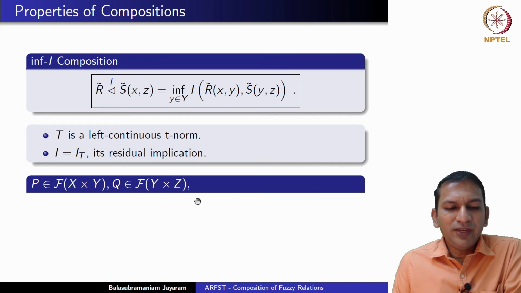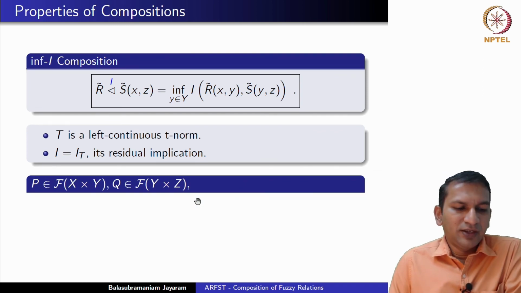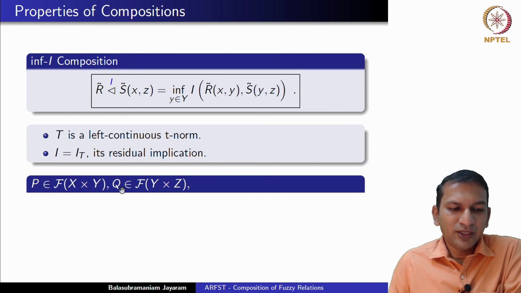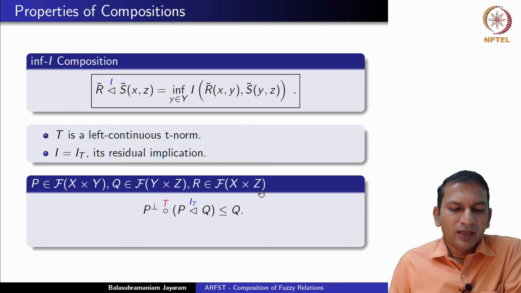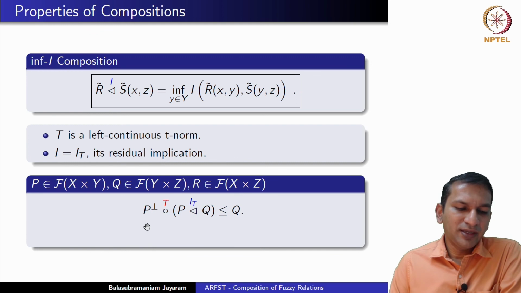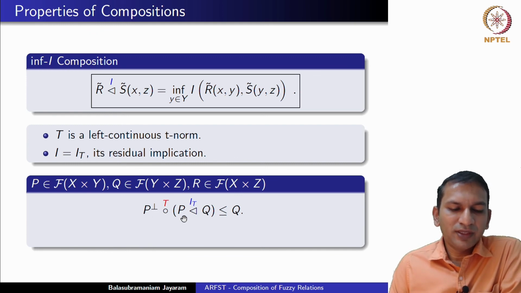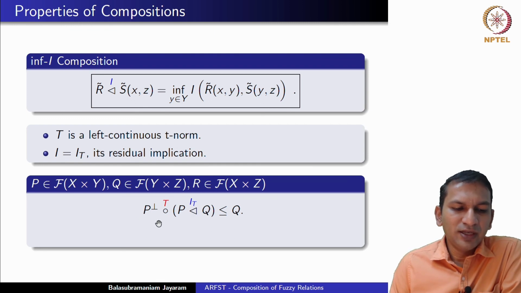But what is very, very interesting are these two properties. For this, let P be from X cross Y, Q from Y cross Z, and R from X cross Z. Look at this inequality. What does it say? P transpose sup-T composition with P composed with Q under the BK subproduct is actually less than or equal to Q. Now let's look at it in terms of dimensionality. P is from X cross Y, so P transpose is from Y cross X, P is X cross Y, Q is Y cross Z. So finally what you get is a relation on Y cross Z. So it is comparable, dimensionally it is correct.